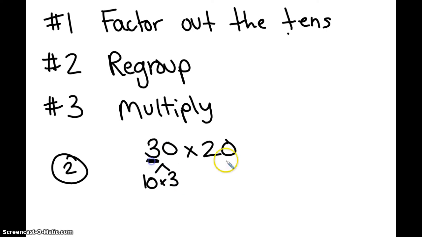Notice that it's always this number here. Again, we're going to break out the tens. 10 times what is 20? 10 times 2. Okay, and we're going to put these in parentheses. We're going to put them in groups because we broke them out together. Step number 2, we're going to regroup.